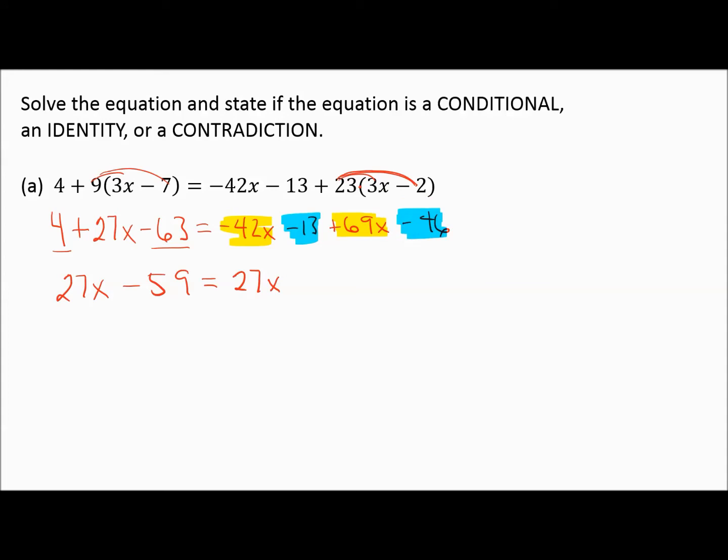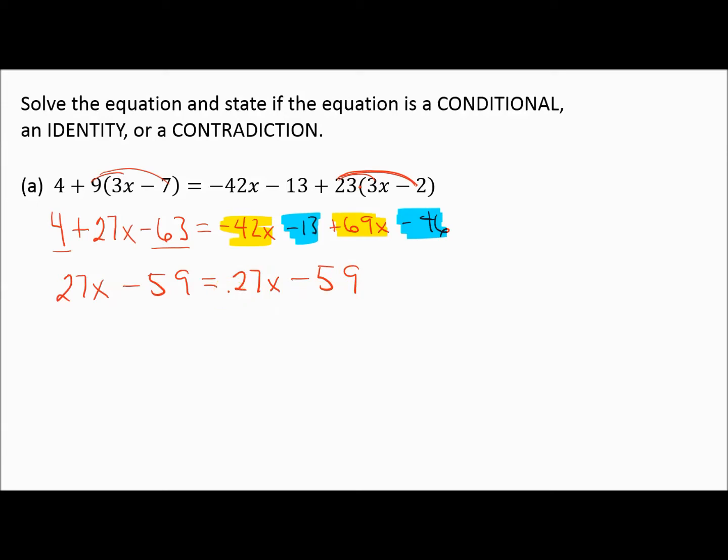Now, since they're both negative, what I'm actually going to do is add those values together, and that's going to give me a negative, what is that, 59? Okay, so I could write plus a negative 59, or I can just write minus 59. Now, if you'll notice, each side is completely simplified. The left-hand side, I can't combine those because they're not like terms. The right-hand side, I can't combine those either.